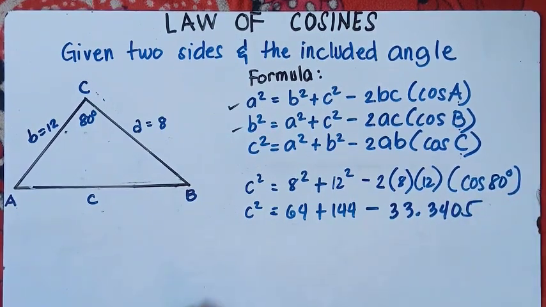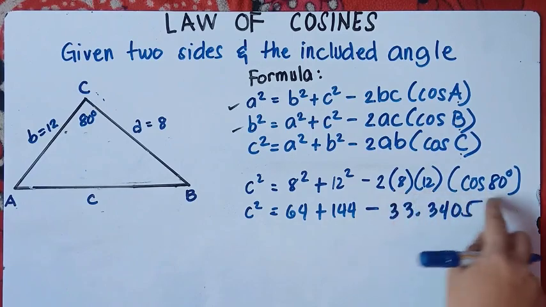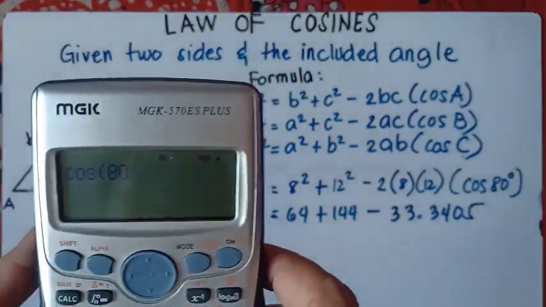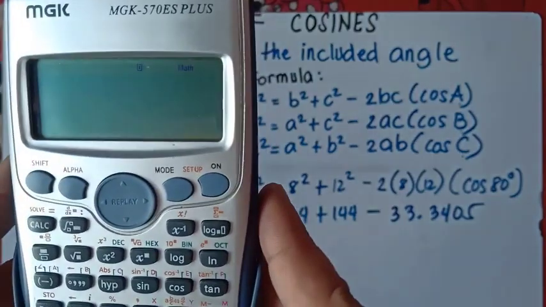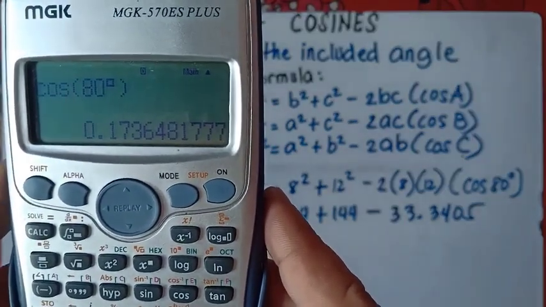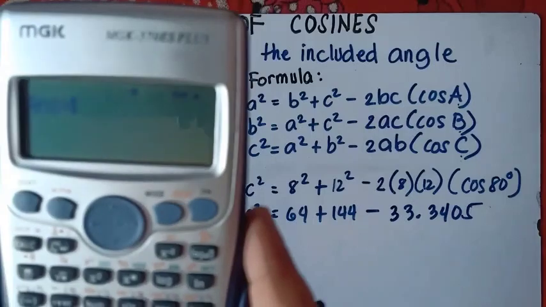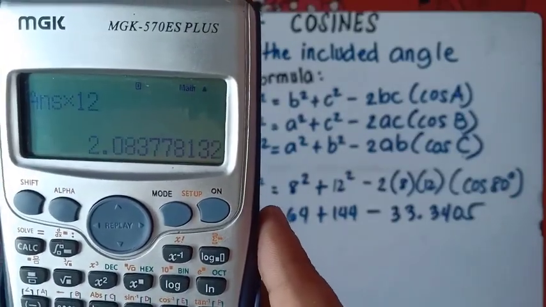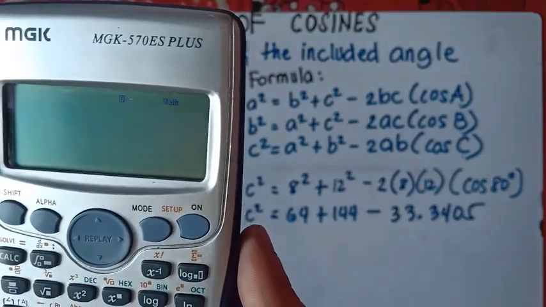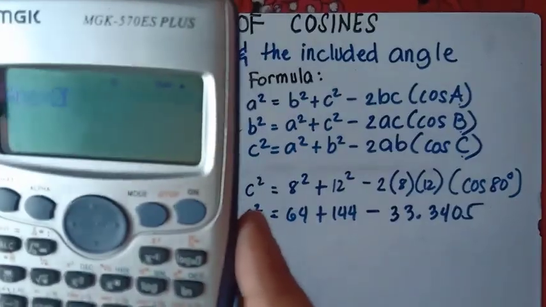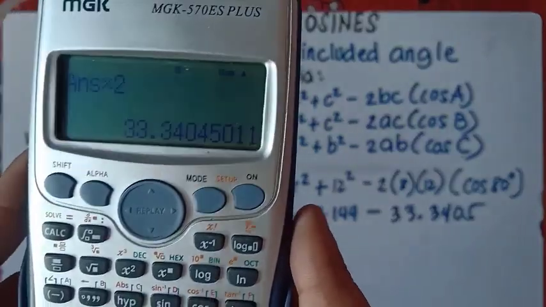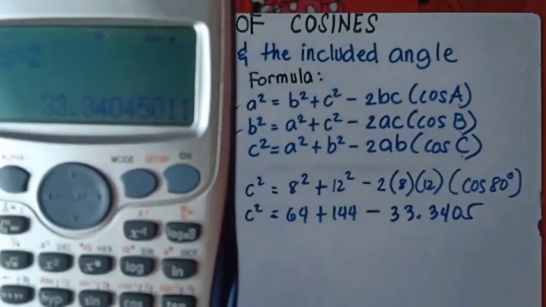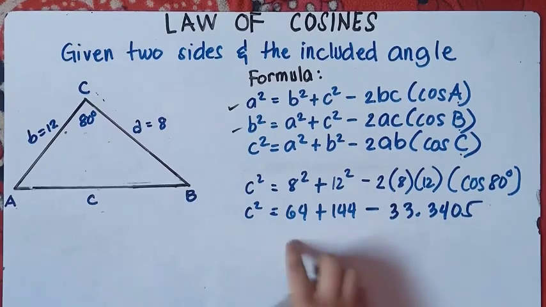Alright, so even if we multiply that one individually, let's try cosine 80 degrees, close parenthesis, times 12, equals, times 8, and times 2. So you will get the same answer, 33.34045.